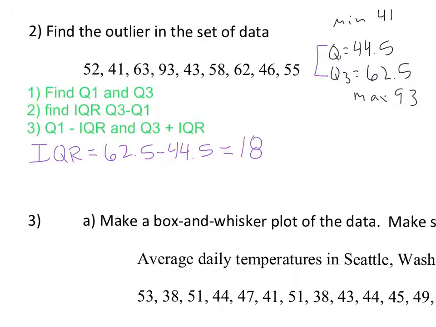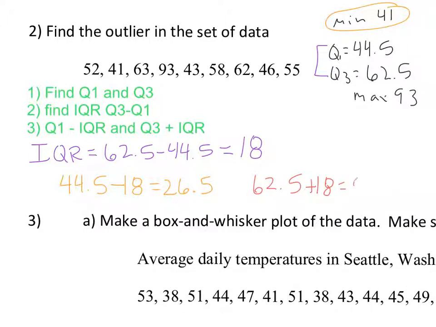Now you use this number and you do Q1, so my Q1 is equal to 44.5, and you subtract your IQR. And that would be equal to 26.5. So anything below 26.5 is an outlier. My minimum is 41, so I don't have an outlier there. And then I take my Q3, which is 62.5, and I add my IQR. If I add those together, I get 80.5. So anything above 80.5 is an outlier.